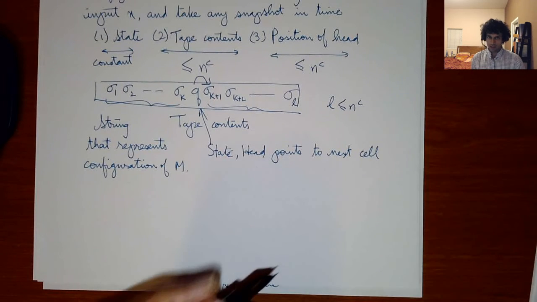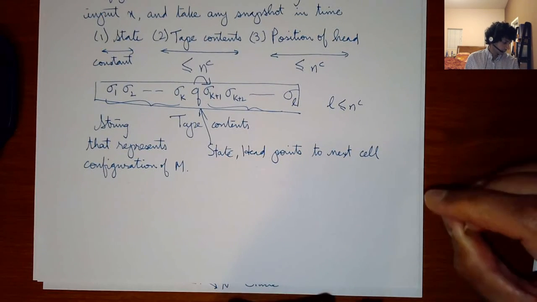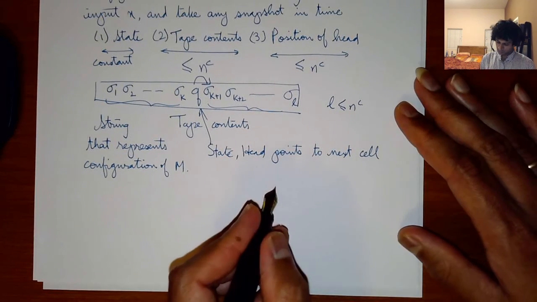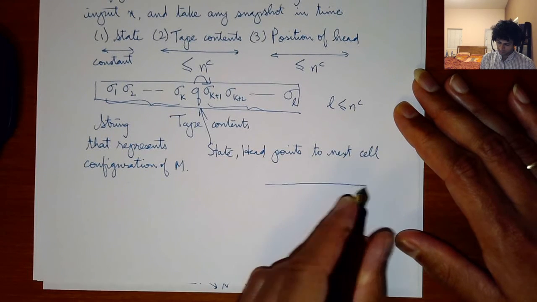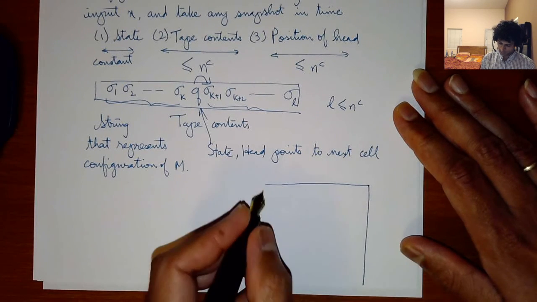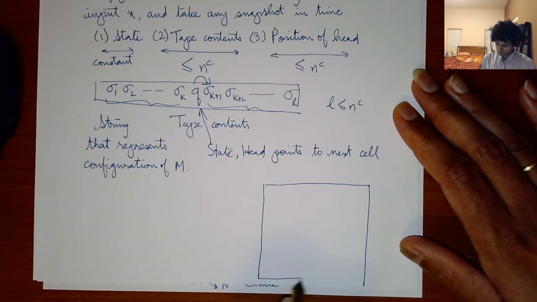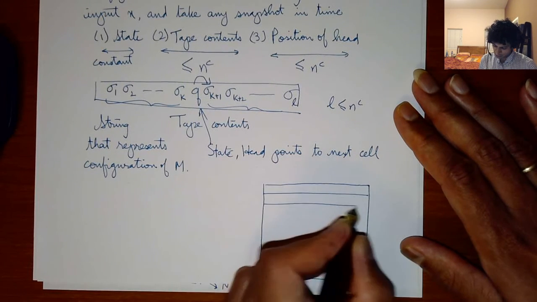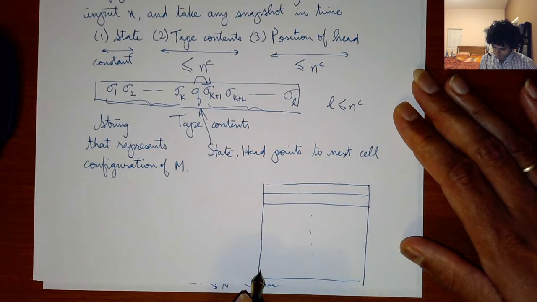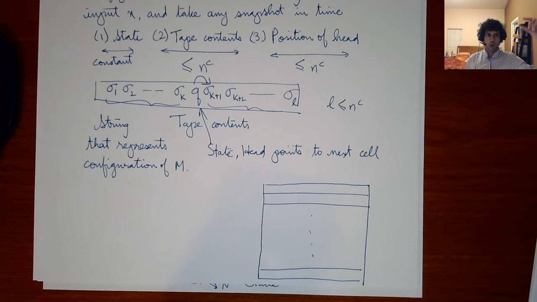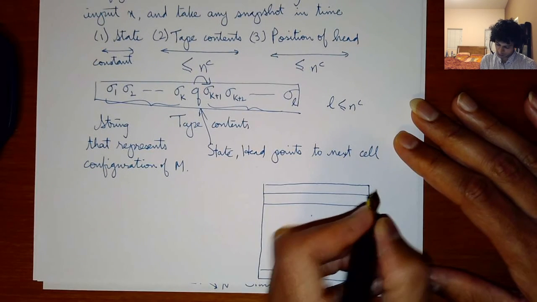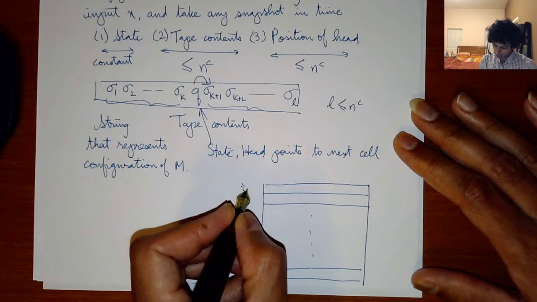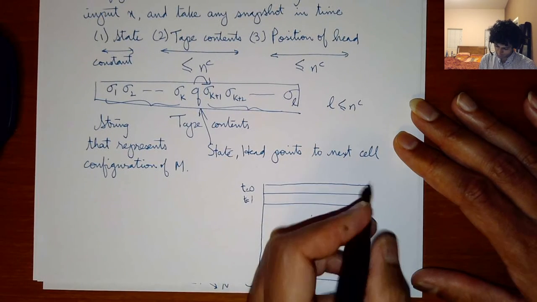So now let me construct a tableau. So what is the tableau? I'm just going to imagine filling in all the configurations. So this is the configuration at t equals 0, t equals 1, and so on and so forth.